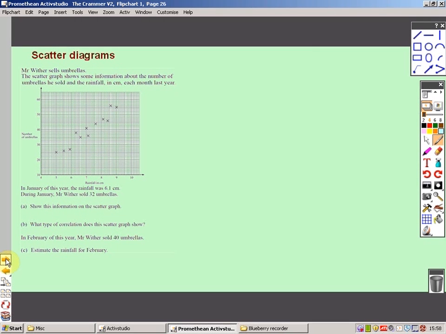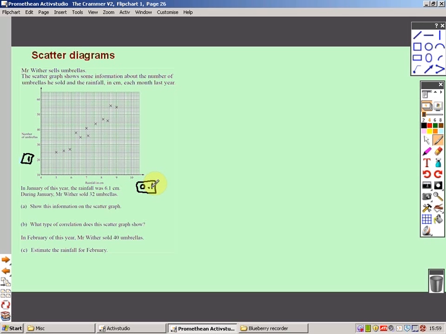Okay, scatter diagrams. I think this is the last one. Check what the units are going up in. It's going up in ones here, so each little square would be 0.1. This one's going up in tens, so each square is 1. So a square on this axis is 1, and a little square on this axis is 0.1, just so I don't make a mistake.